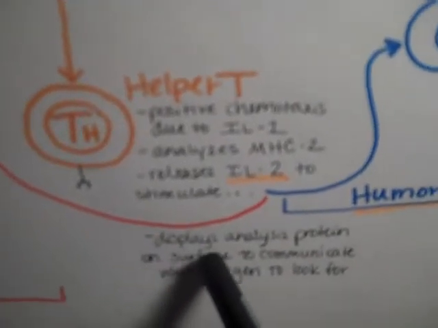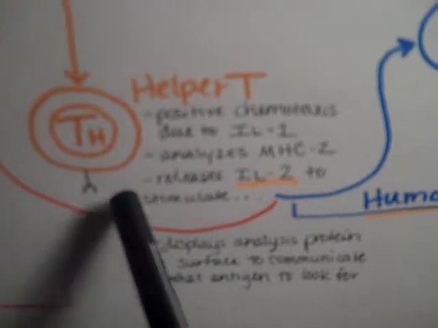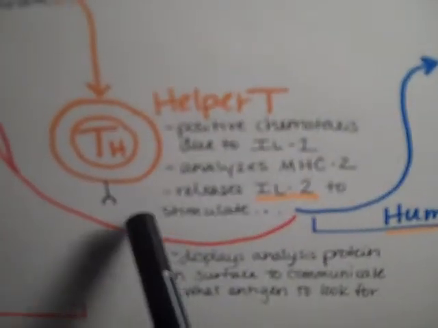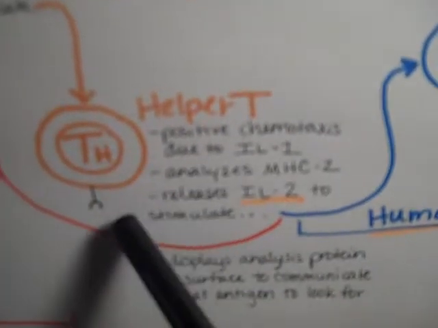Interleukin-2 is going to set some stuff in motion. But just to recall, we're going to display that analysis protein on the surface in order to communicate what antigen we're actually looking for. So we've got to place that analysis protein out here before we can set this in motion, because these new guys on these new pathways won't know what we're looking for if we don't show them. Okay, we've got to communicate. They can't talk to each other. They've got to show either through chemical or protein analysis.